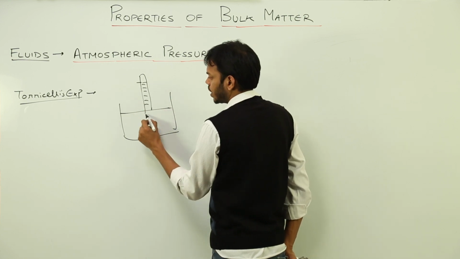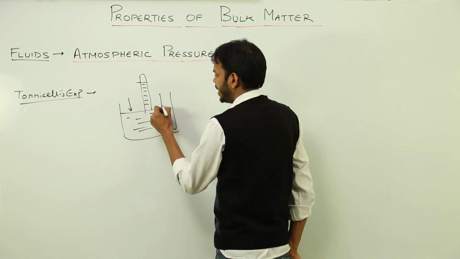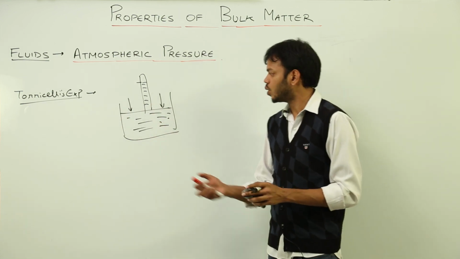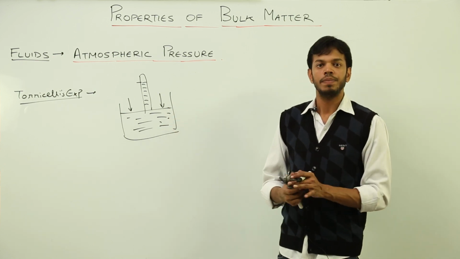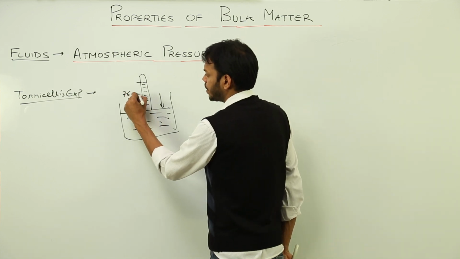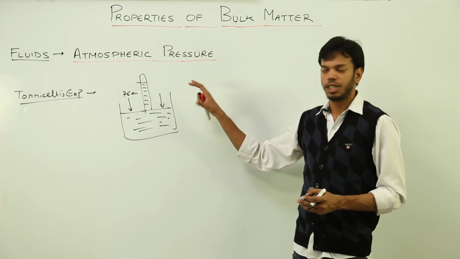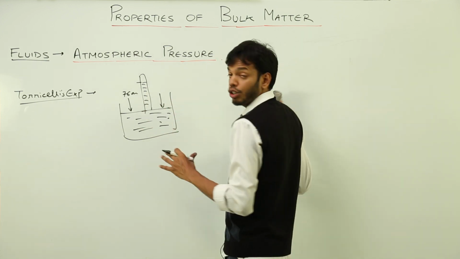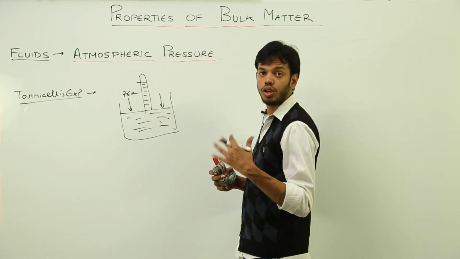So the theory states that this open layer of mercury, on which atmospheric pressure is directly applicable, can hold up only up to 76 centimeter of mercury, and this is what the value of atmospheric pressure must be. Atmospheric pressure is measured to be that pressure which can hold a 76 centimeter column of mercury.